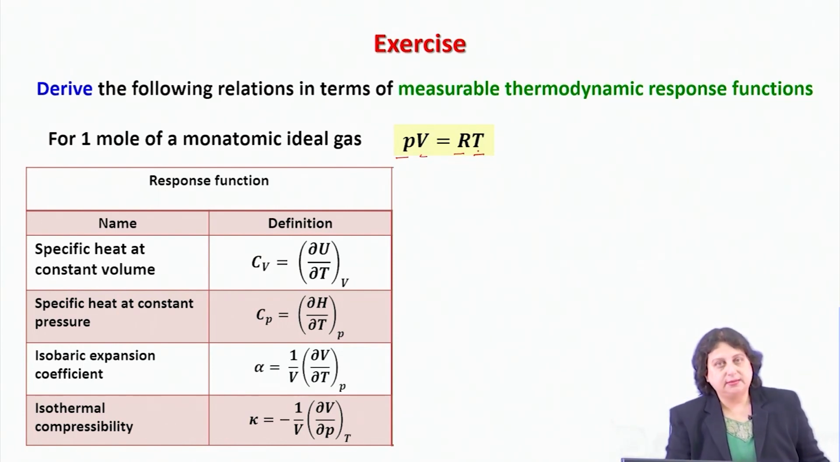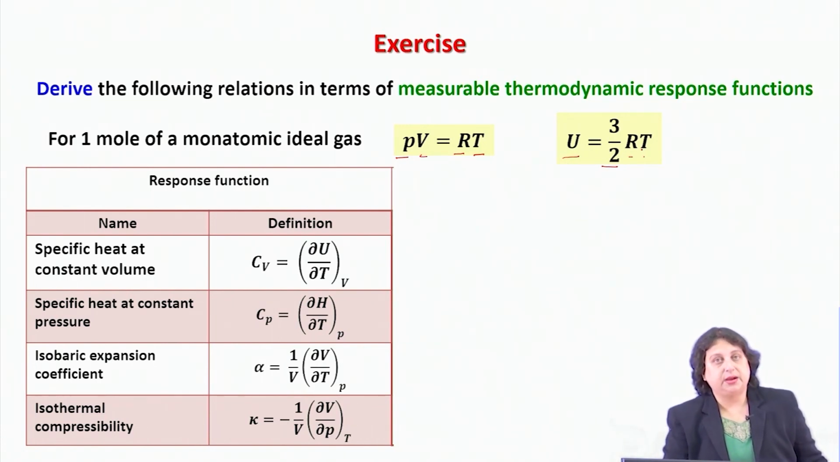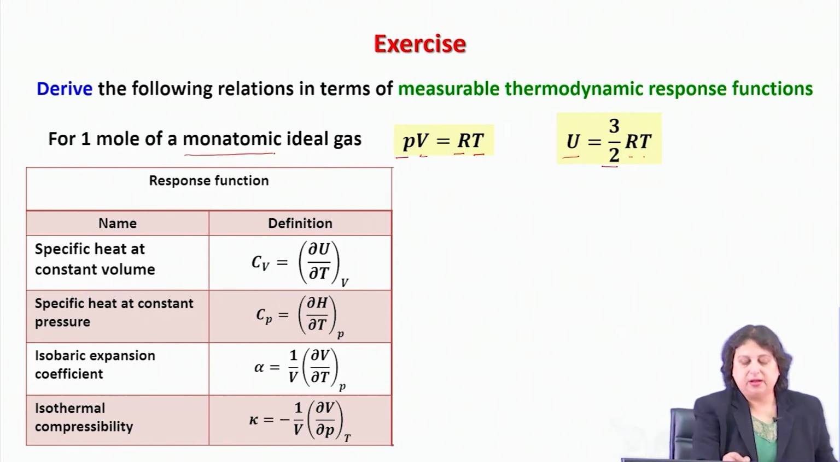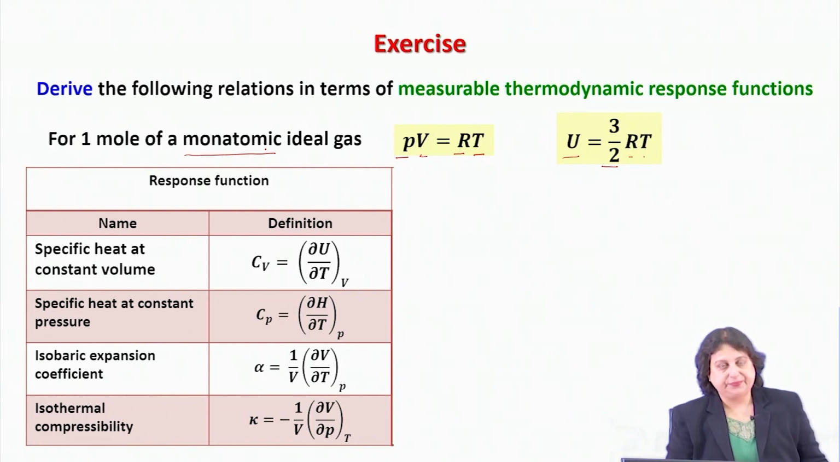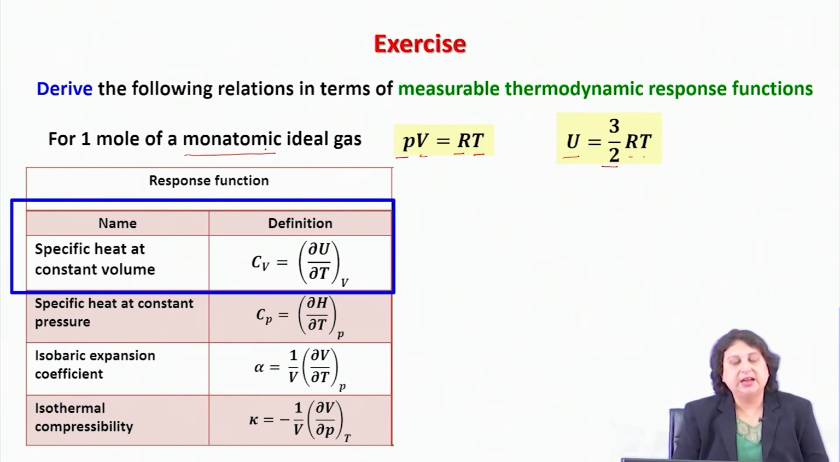Also from the kinetic theory of gases, you might have come across this particular relationship where this is the internal energy of the gas, and you know that this for 1 mole of the substance is given by 3/2 RT. Now in this case, this number is 3/2 simply because I have a monatomic ideal gas. So my question is, for this system, how shall I find the specific heat at constant volume?